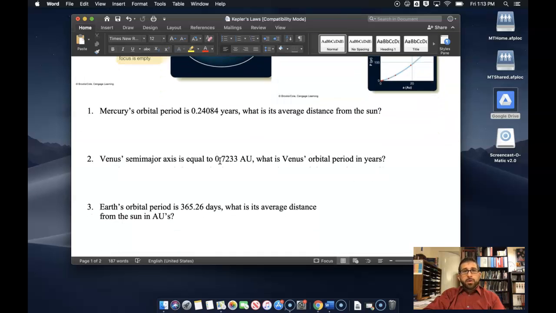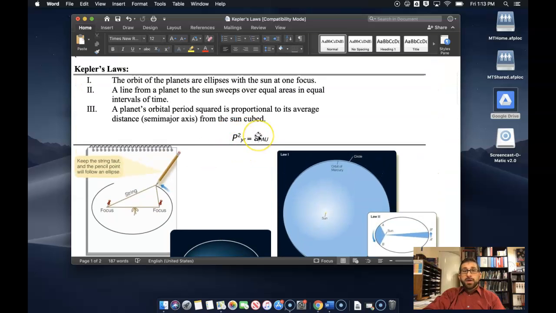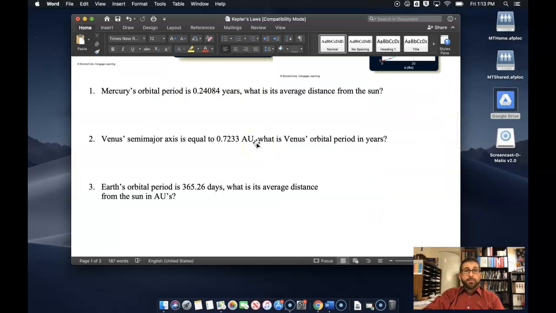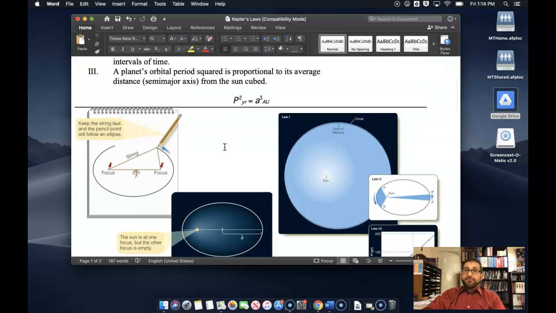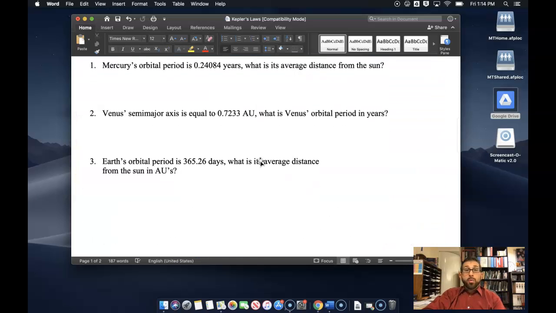On the other side of this equation, if P is what we're looking for, we're given A, like in problem number 2, Venus's semi-major axis, A is equal to 0.7233 AU. We're going to cube that value, A cubed, and then we're going to have to take the square root of that to get P by itself. So we'll take 0.7233, cube it, and then take the square root of your answer to find P by itself.